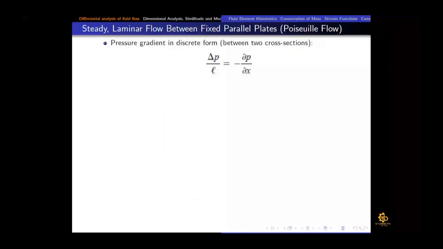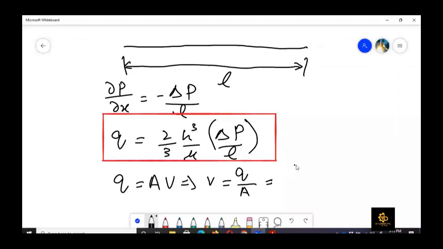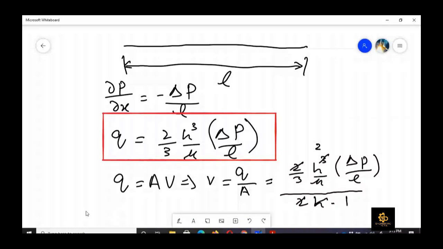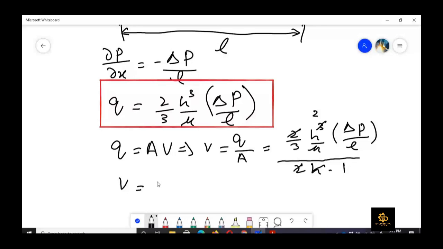So it means that we can say 2 by 3 h cube on mu delta P over L, divided by area, which is 2h into 1. So here 2 would be cancelled with this 2, and h would be cancelled with this h cube, it would be h squared. So V is equal to h square delta P divided by 3 mu L.